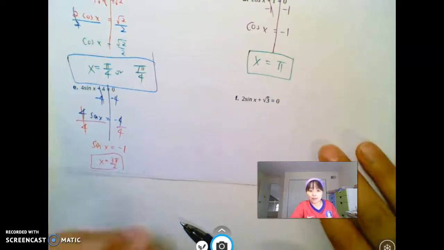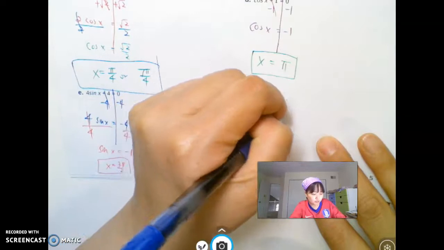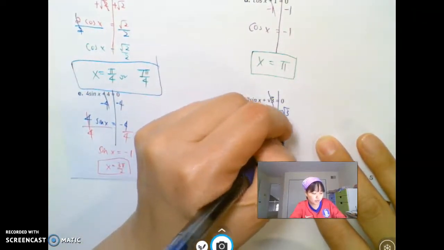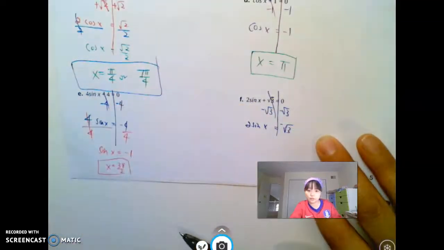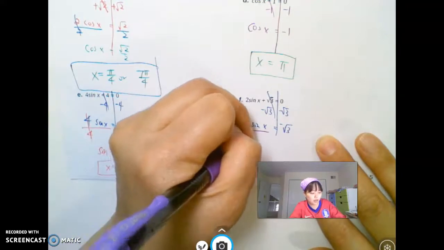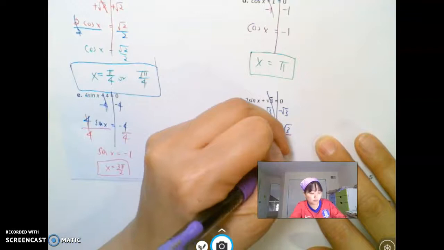Let's do F. I think I like F. All right, so subtract. 2 sine x is negative root 3. But here's the fun part. We have to divide it by, oh, never mind. I thought it was going to be a fun question, but no. It's just regular. Negative root 3 over 2.